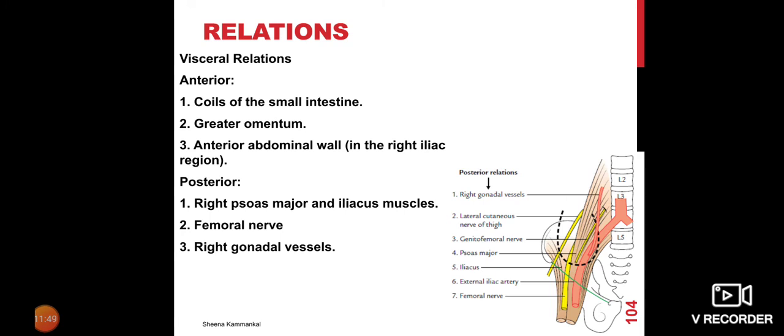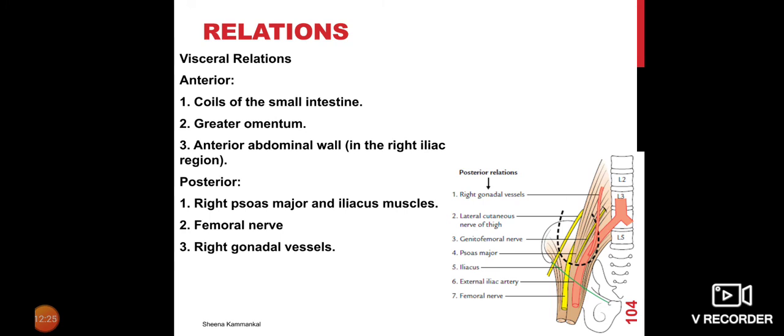So the visceral relation is anterior to the cecum: coils of the small intestine are present, and the greater omentum is present. Greater omentum is nothing but the peritoneal fold of the stomach, which extends throughout the abdominal cavity like an apron. Then the anterior abdominal wall. These are the anterior visceral relations: coils of the small intestine, greater omentum and anterior abdominal wall.